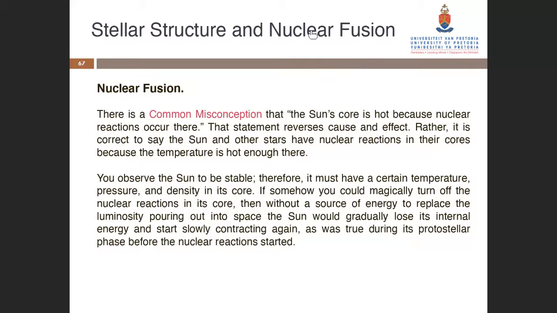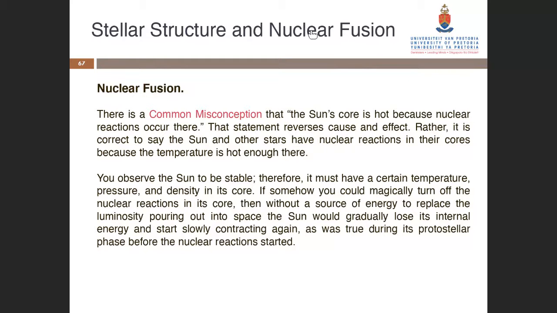There is a common misconception that the sun's core is hot because nuclear reactions occur there. That statement reverses cause and effect. Rather, it is correct to say the sun and other stars have nuclear reactions in their cores because the temperature is hot enough there. So keep that in mind. It's the other way around when you think about it. There are nuclear reactions because it's hot, not the other way around.